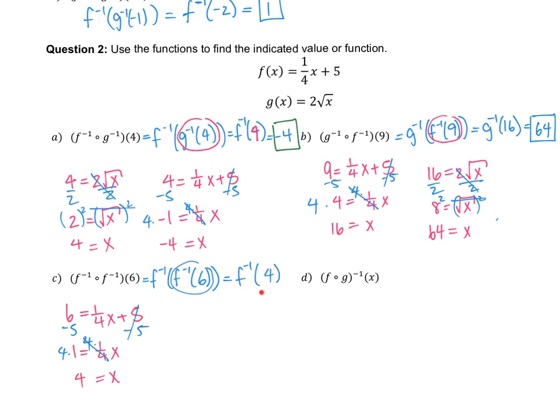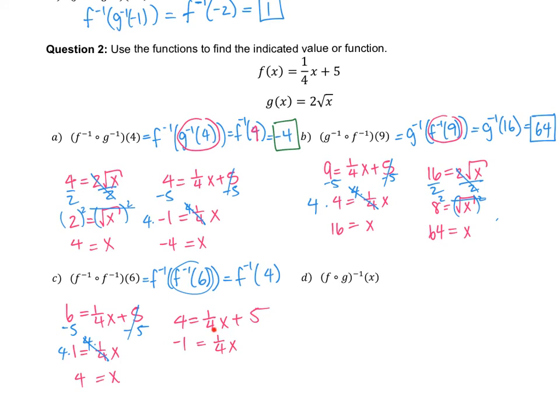Now I have to figure out what this is again. So I'm plugging a 4 into the inverse of f. So this is your y value, and you're going to solve out for x. So this is going to be 4 equals 1/4 x plus 5. So again, you would subtract 5 from both sides. That would make a negative 1. And then 1/4 x drops down.